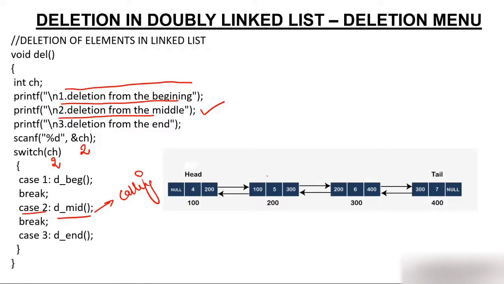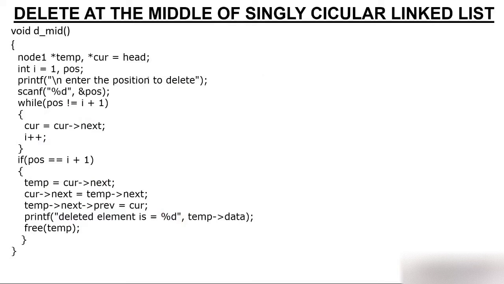You can see the linked list. Currently I have a linked list having four nodes, where head is representing a node having value 4 and tail is representing a node having value 7. Okay, so let's start with the delete mid coding. I've created two pointers, one temp and one current, and I have initialized current with head. The data type of both the pointers is node1.